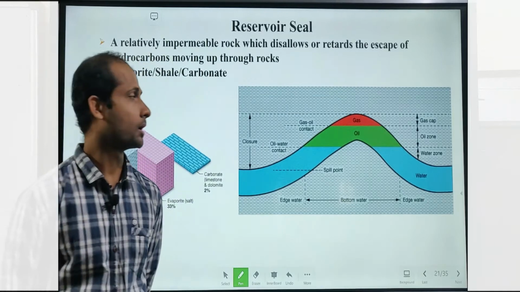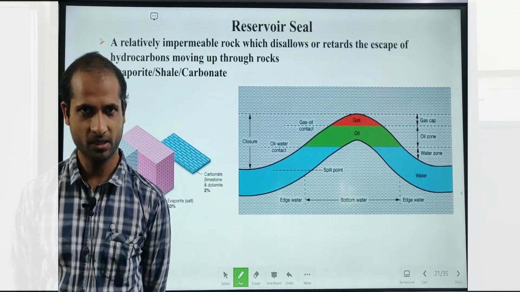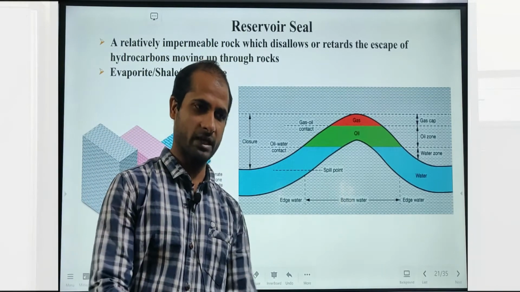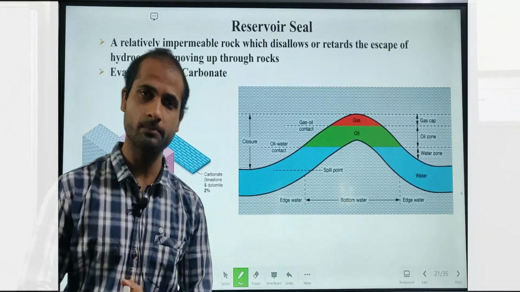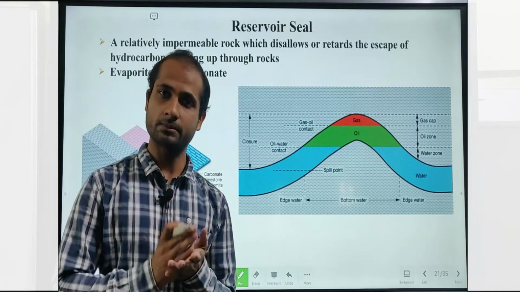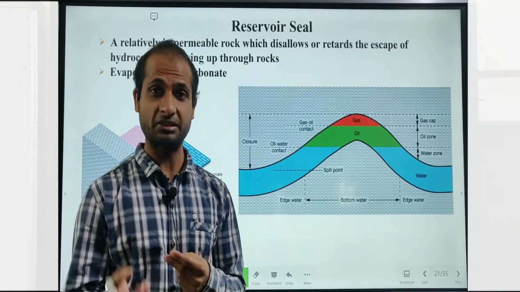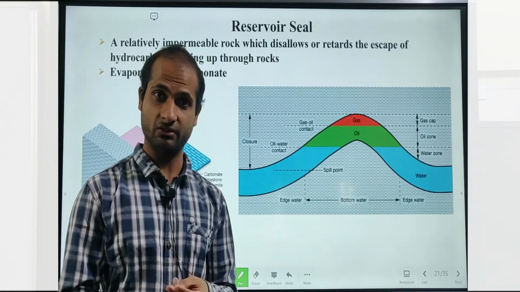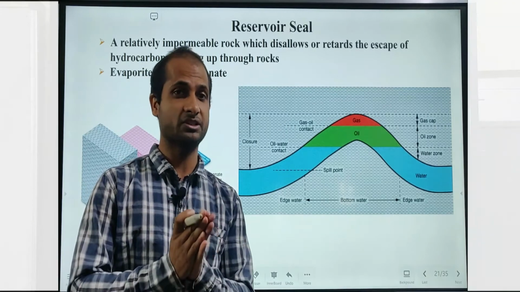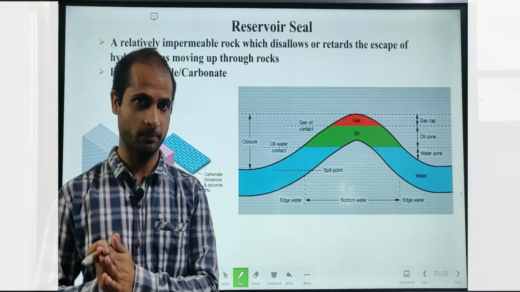Hello everyone. This is the next class of petroleum geology. As we know, till now we have studied what is petroleum, what are the occurrences of petroleum, what is the mode of origin of petroleum, how they occur, and what are the ingredients which are responsible for the generation of hydrocarbon. Apart from that, what are the physiochemical conditions which are responsible for the generation of hydrocarbon.